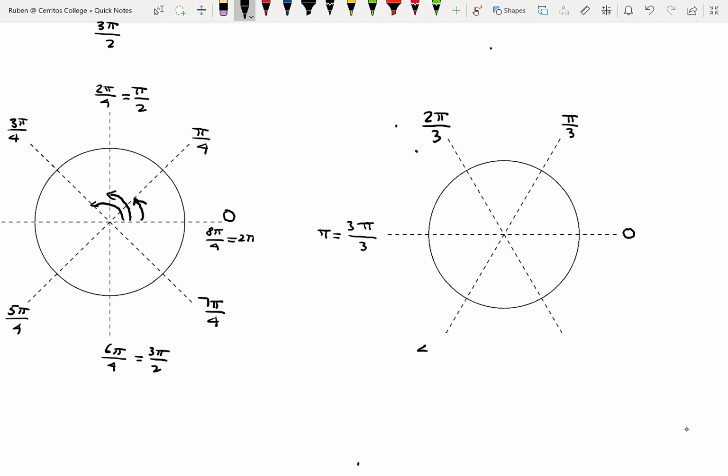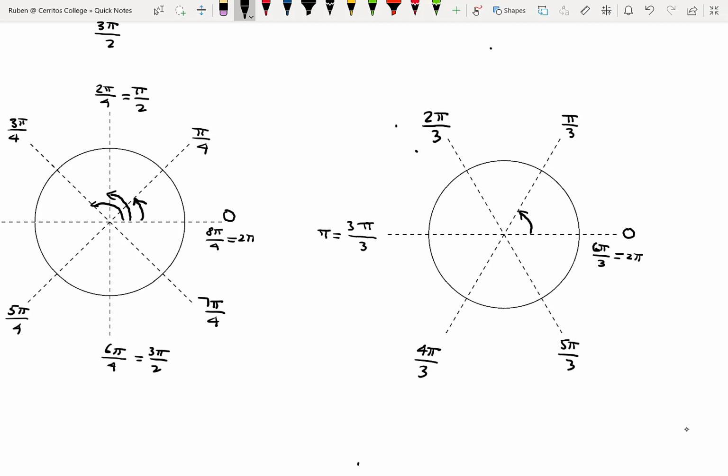4 pi over 3, if I add another 1 pi over 3. Plus another 1 pi over 3 is 5 pi over 3. I'm adding this same angle, 1 pi over 3, to the previous angles. 5 pi over 3 plus 1 pi over 3 is 6 pi over 3, which reduces to 2 pi. So we recognize angles 1 pi over 3, 2 pi over 3, 3 pi over 3, etc. 1/3 of pi is pi over 3.